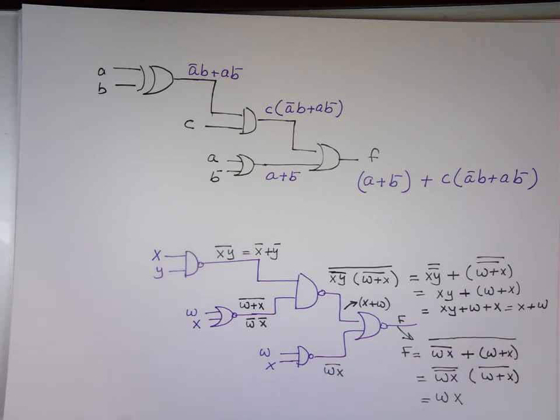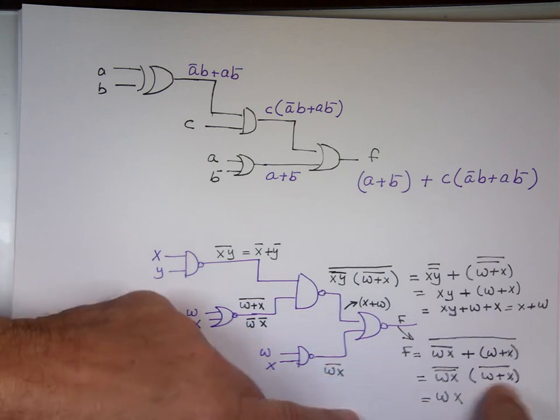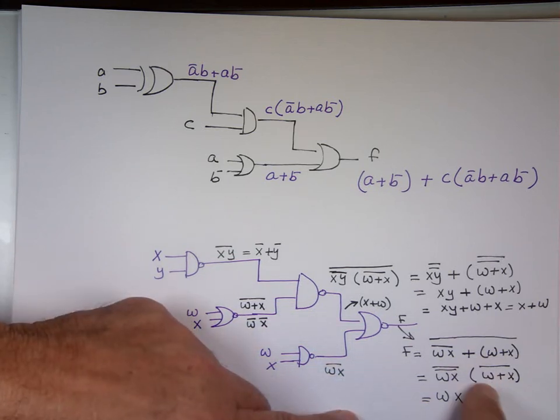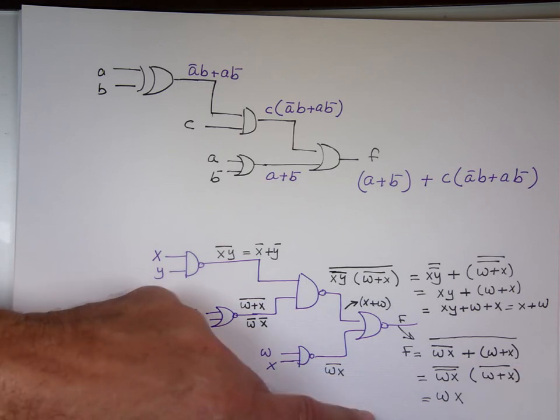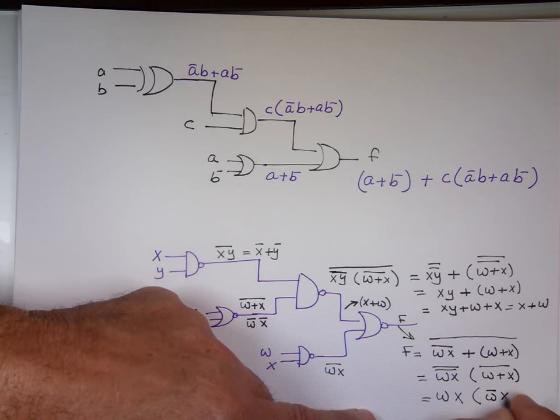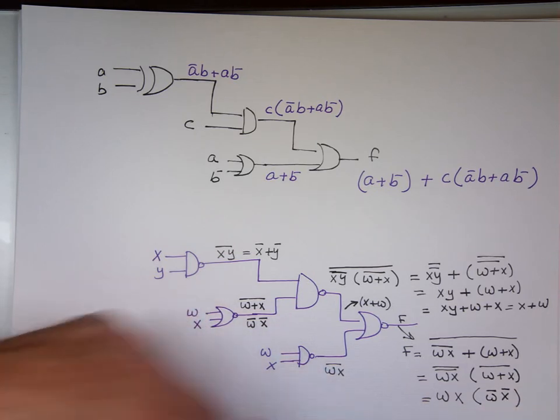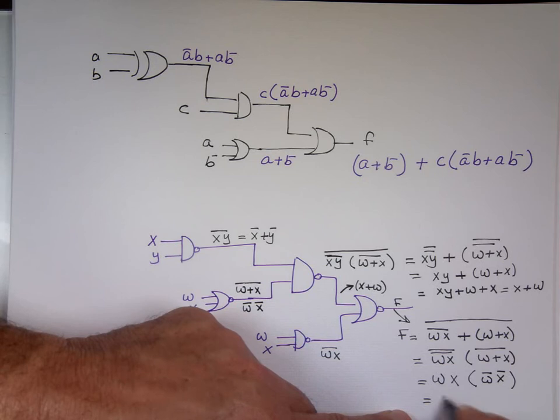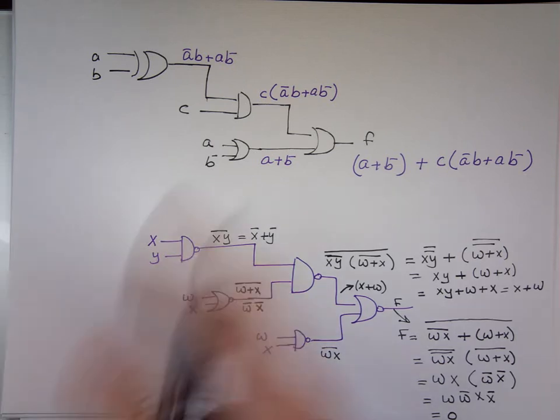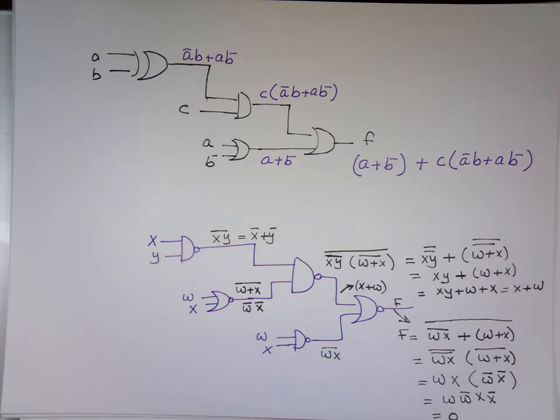Now I'll use De Morgan's theorem one more time here. You have X plus W plus X with the bar over it. You can break it down to what? W bar, X bar. And what do you know? What do we have? W bar, X bar. Yes, it is a zero. Doesn't matter what you put there, the result is zero, always. Because that's an AND gate.